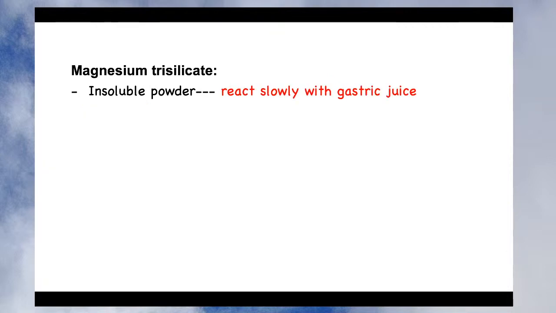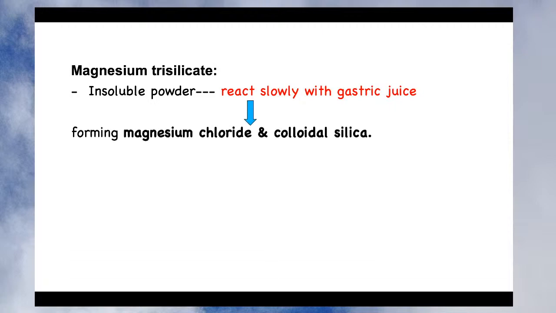Again, magnesium trisilicate is an insoluble powder. It reacts slowly with the gastric juices, and what does gastric juice contain? Gastric juice contains pepsin and HCl. So there will be formation of salt and water, and since it increases the pH, the pepsin activity will cease. So this is how magnesium trisilicate works.